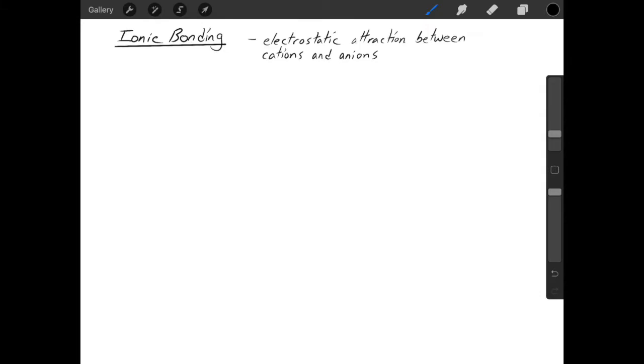Ionic substances are held together by ionic bonds, the electrostatic attraction between cations and anions. And the reactions that can produce ionic compounds from atoms or molecules or ions involve electron transfers. So we'll look at the example of sodium and chlorine making sodium chloride.